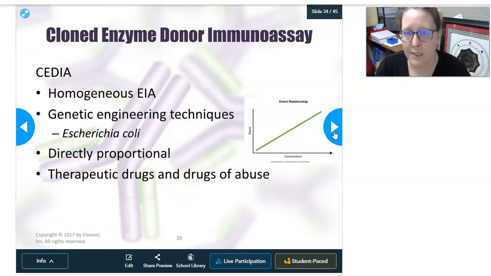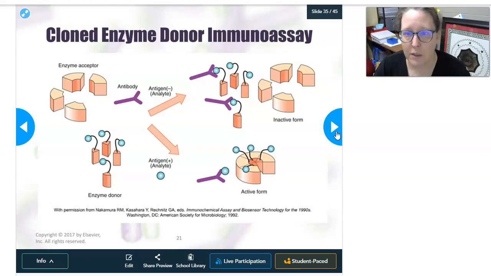And then you have the clone enzyme donor immunoassay, or CEDIA. It is another homogeneous enzyme immunoassay. So it uses an enzyme, it's homogeneous, everything in the same well. It is used in genetic engineering techniques using E. coli. And the signal is directly proportional to the amount of analyte, and is often used for therapeutic drugs and drugs of abuse.